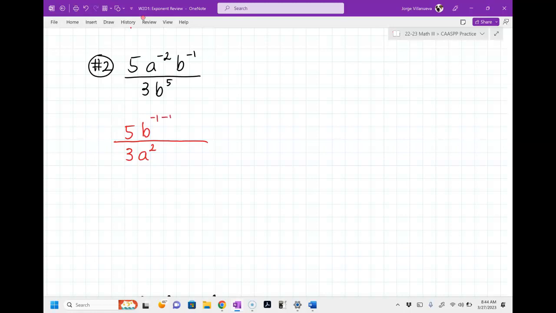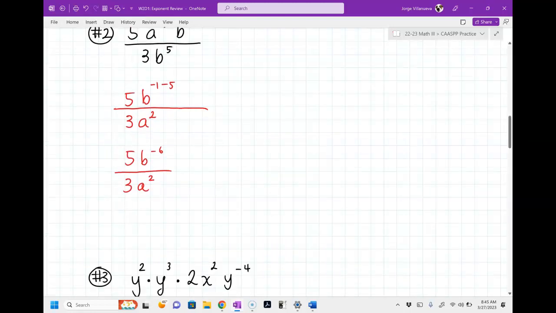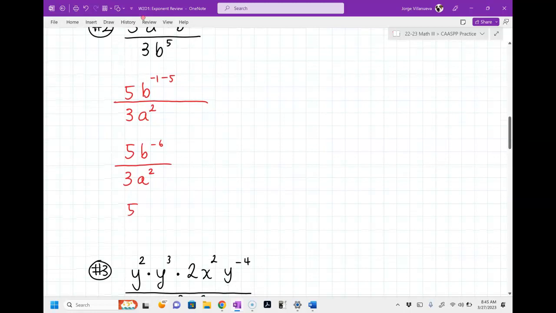Negative 1 minus 5. Again, I'm taking steps, all right? So if you're doing it faster, that's fine. Well, negative 1 minus 5 is negative 6. So that's 5b to the negative 6 over 3a squared. Remember what they told us, don't leave any negative powers. So that b to the negative 6 on top is going to have to go down. So that's going to be 5 over 3a squared b to the 6th.